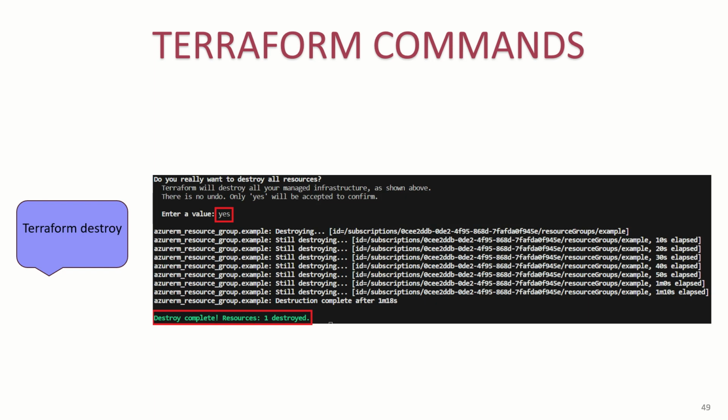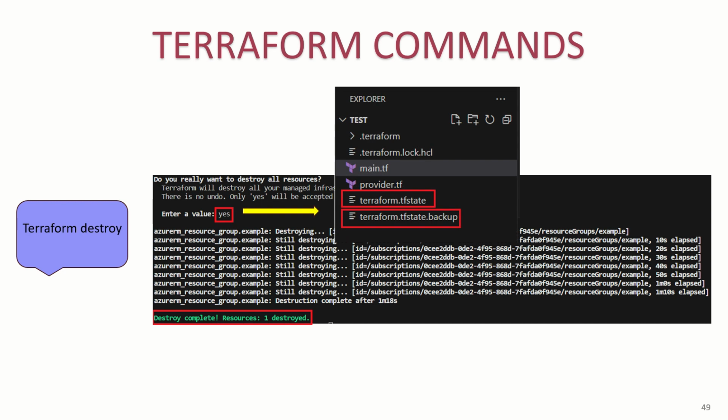So we can provide a yes here, as I told, we need to give some approval, and once we give yes, it will destroy the resources and update us that the resources have been destroyed. And similarly we can see the files here, terraform.tfstate and backup, because a backup is always created whenever Terraform does any kind of modification in this file, and the same is checked with the terraform.tfstate file. So the old configuration is in the backup and the new configuration is in the tfstate file.